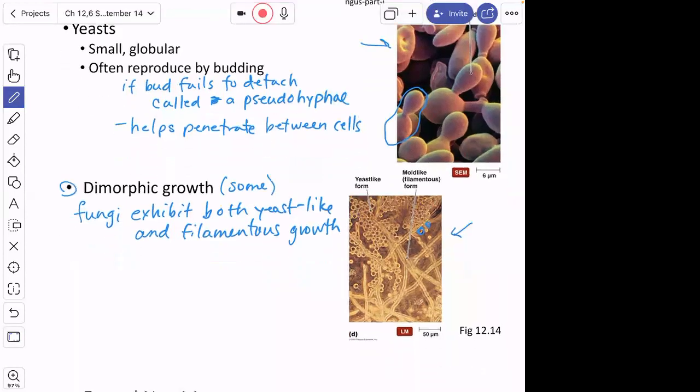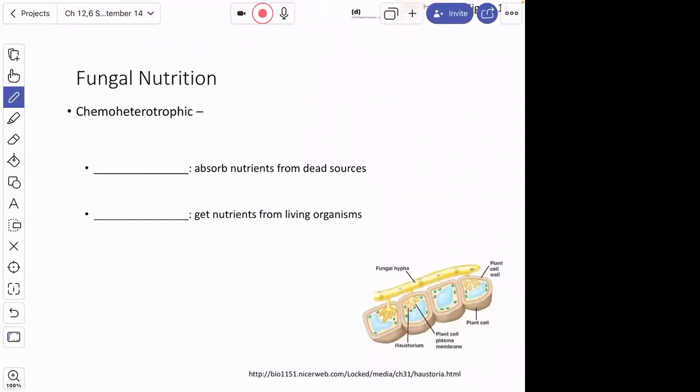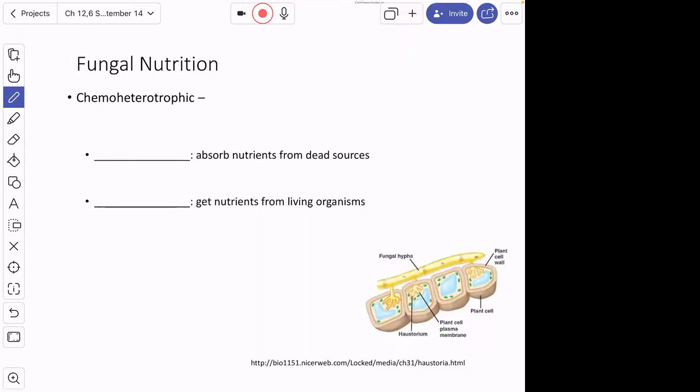Just a couple other terms that I want to talk about. If you think about, well, where do fungi get their nutrients? Right, they need to ingest nutrients in order to metabolize, in order to have energy. Most fungi are chemoheterotrophic, which we're going to pick apart in just a minute when we get to our chapter 6 information here. But basically that means that they are getting nutrients from organic sources.